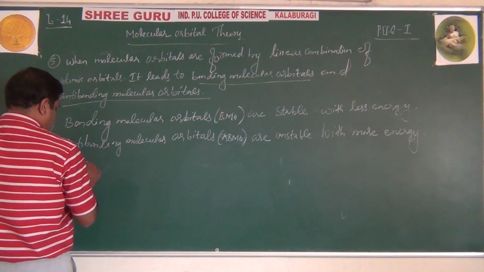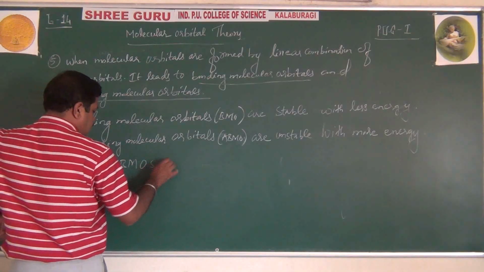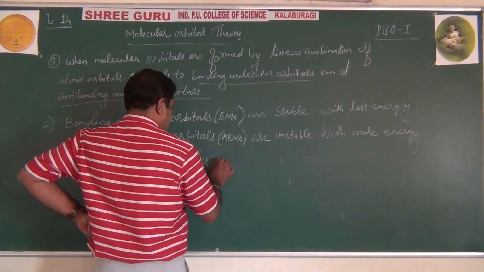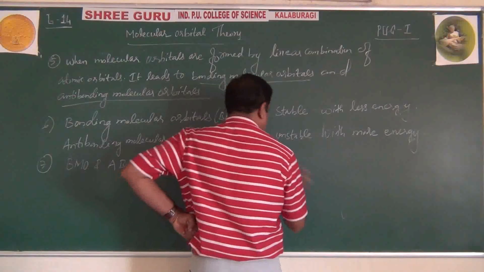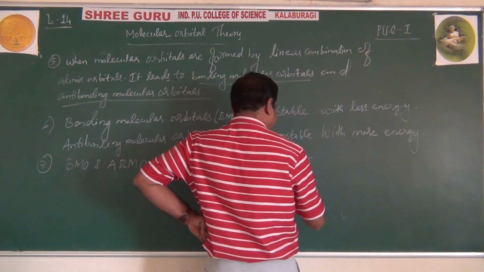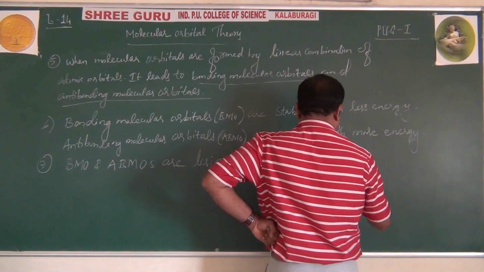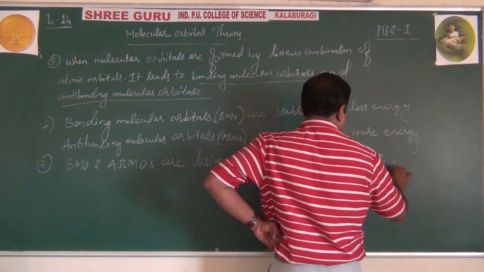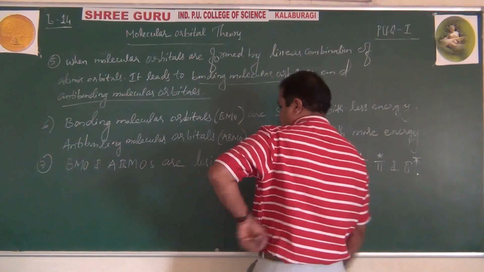Bonding molecular orbitals and antibonding molecular orbitals are designated as sigma, pi, delta, sigma star, pi star, and delta star. Okay.